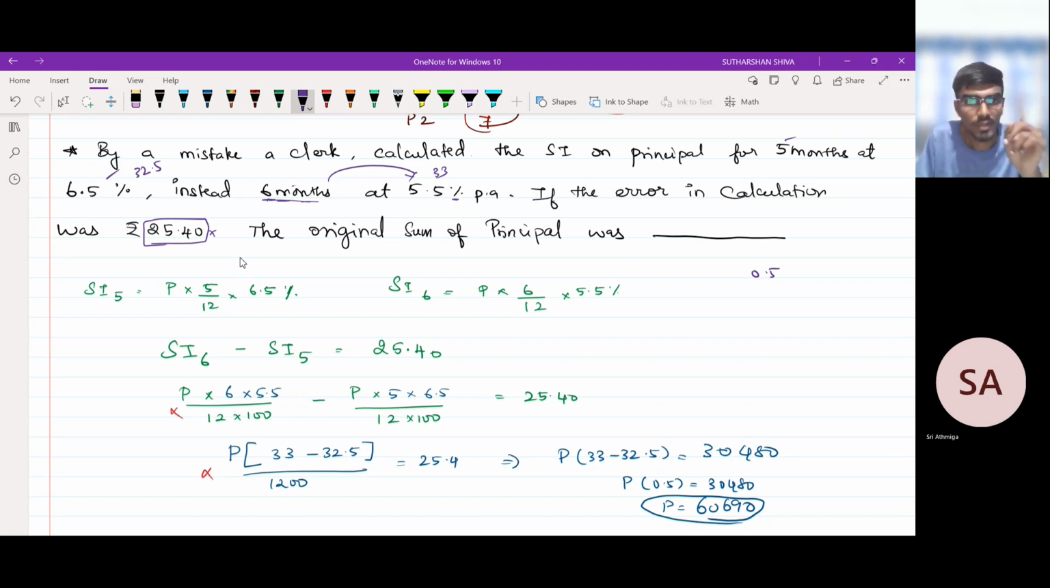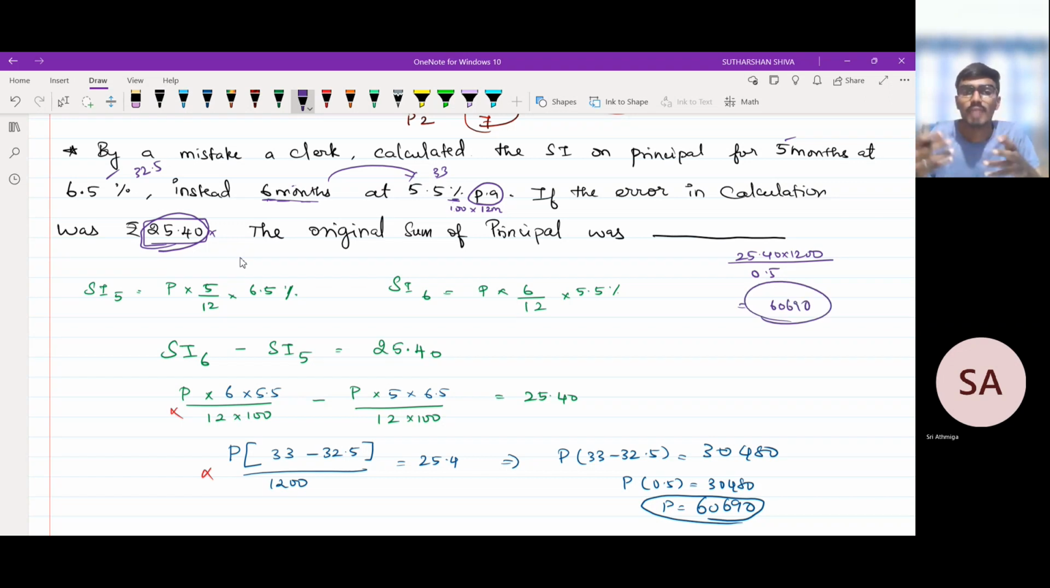Months means it is 12. For 1 year, it is per annum, no? Per annum, it is percentage. So per annum means you are having 12 months. Percentage is nothing but 100. 100 into 12, 1200. So 1200 into this only the value is remaining. So you can do 25.40 into 1200 divided by 0.5. You will end up with 60,690.